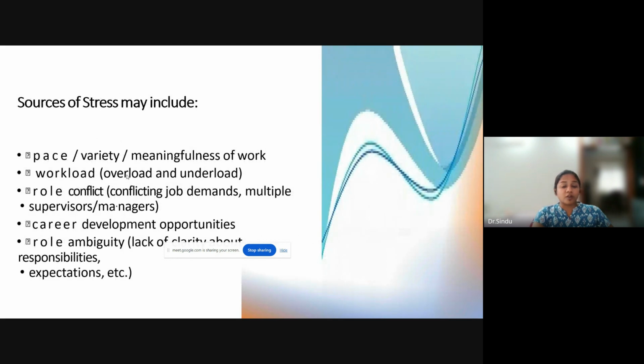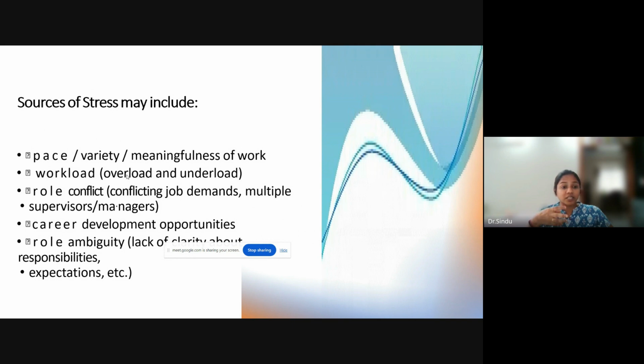Coming to the sources of stress, they may include several things like variety and meaningfulness of work. When you are thinking about different aspects of variety, that also leads to stress. And sometimes when you are doing meaningless work, that also causes stress. Then workload: at the workplace, overload or underload, or your boss always criticizing you to do the work, also leads to stress. And sometimes conflict generates stress. For example, conflicting job demands, multiple supervisors or managers also lead to stress.